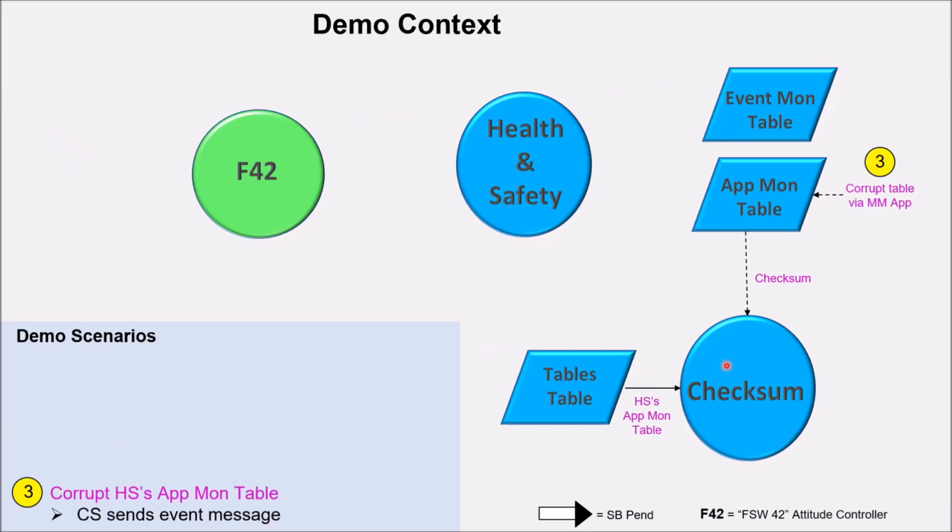The third demo involves Checksum. Checksum's table of tables has been configured to checksum Health and Safety's AppMon table. The AppMon table will be corrupted using a Memory Manager app poke command, and then we'll see checksum respond with an event message when the checksum fails.